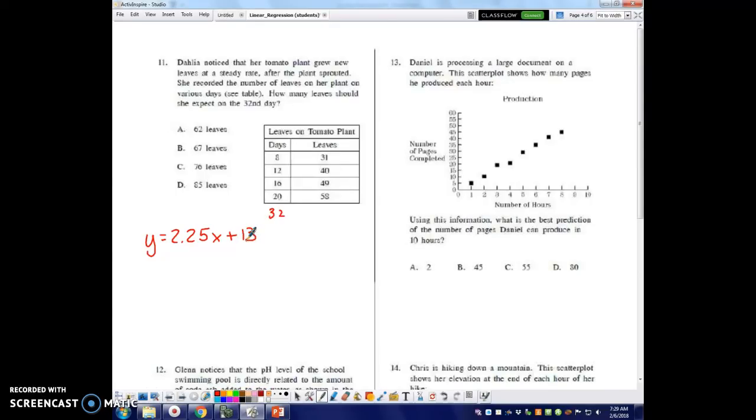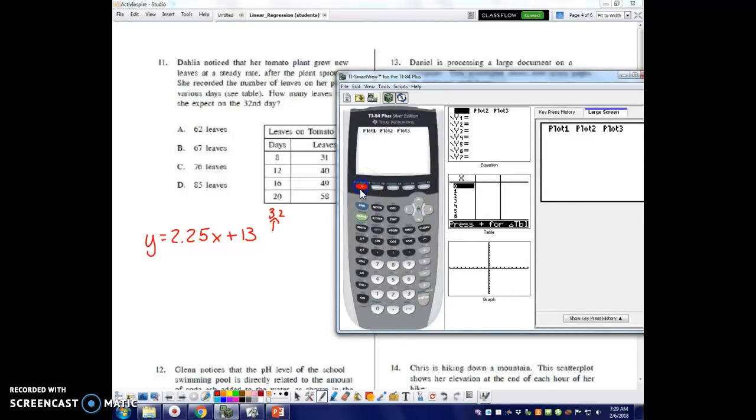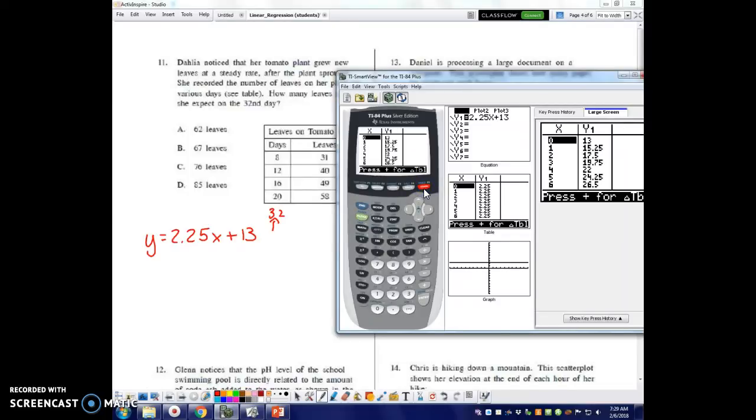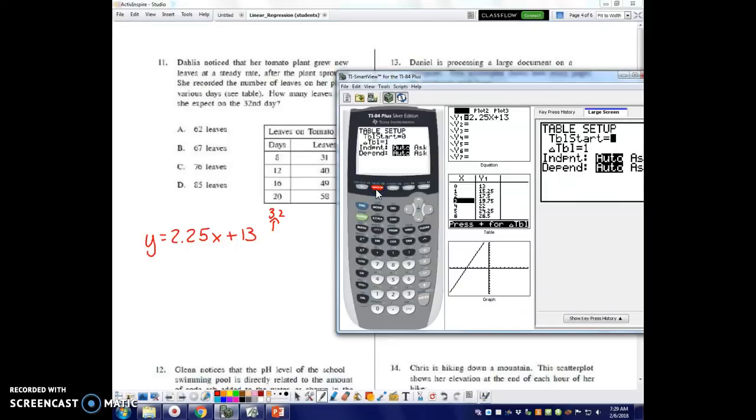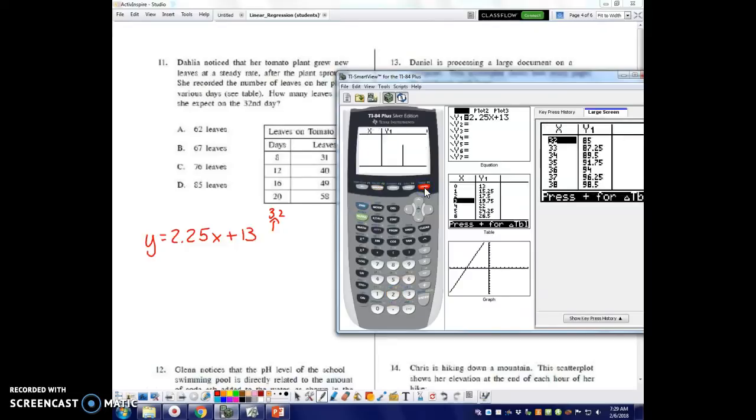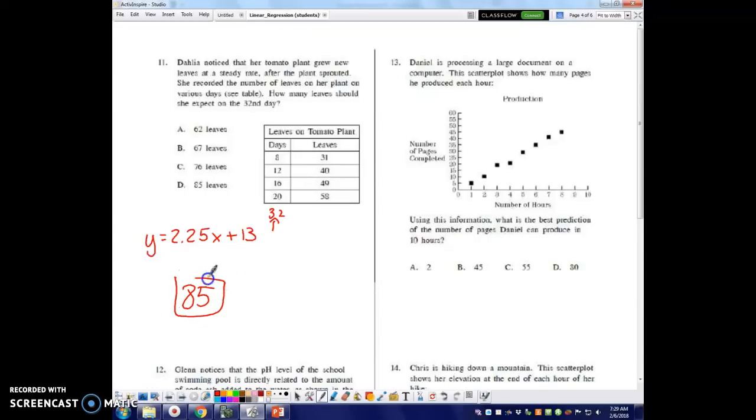Okay, they want to know what is it after 32 days. Okay, so go to your calculator. Y equals, type this in, 2.25x, whoops, hit the wrong button, x plus 13. Go to your table. And what number are we looking for in the x? 32. Now here's a little tip. You can do second table set and just type in 32. And it'll take you to that on the table. Okay, so what does that say? 85. D. All right.